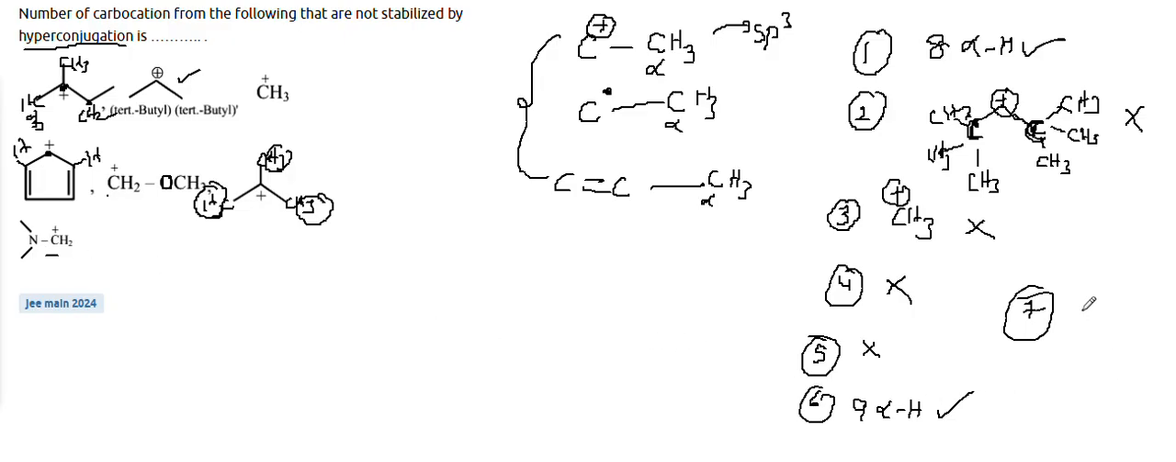So what is the question here? The number of carbocations from the following that are not stabilized by hyperconjugation. So here 1, 2, 3, 4 and 5. So the total answer is 5.